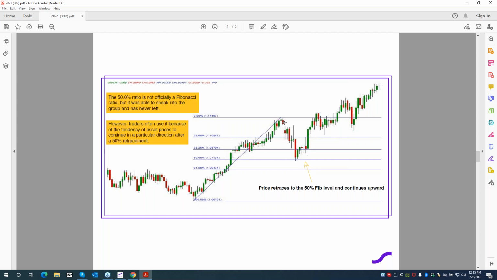So you can see the retracement that happened. It broke through the 23, it broke through the 38, moved down to the 50. 50 is a crucial area for a lot of traders. They like to use the 50 trade. And you can see as soon as it touches the 50% level, which acts like a support level, it starts to move up again in the direction that it was moving from before. So the price retraces to the 50% level and then continues upwards, as you guys can see.